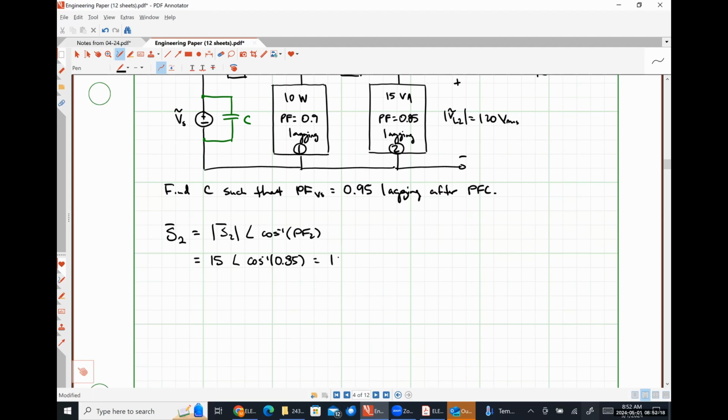Which I get to be 15 angle 31.788 and some change degrees volt amperes. We're going to leave this as is. Okay.